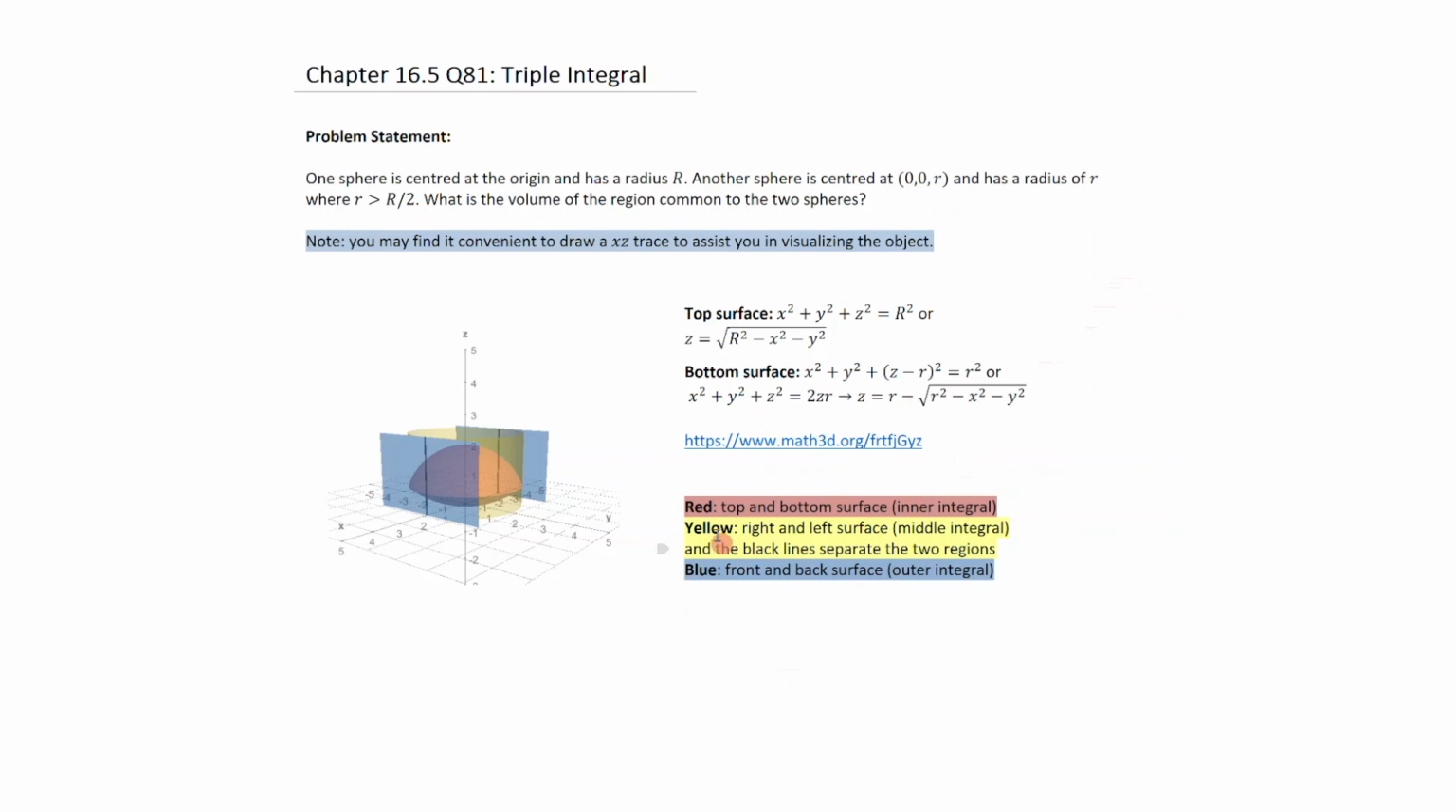Again, the top and bottom surfaces are in red. The yellow represents the middle integral, which is the right and left surface. The black lines separate the two regions. And the blue are the front and back surfaces, which represent the outer integral.